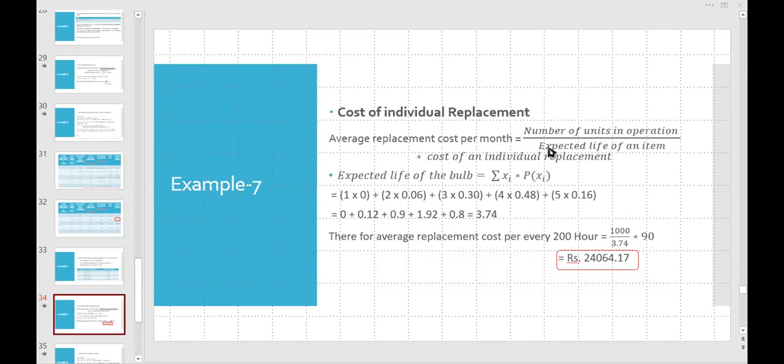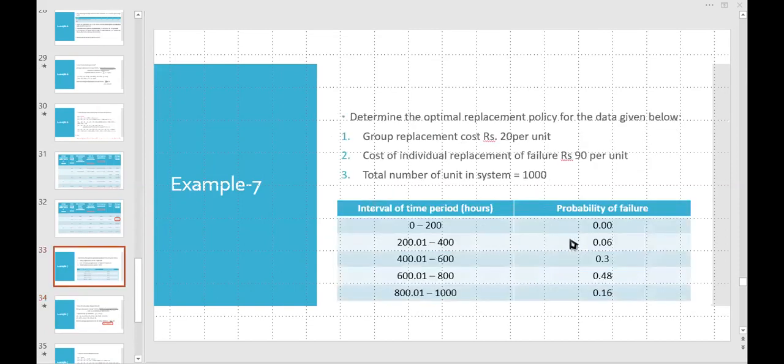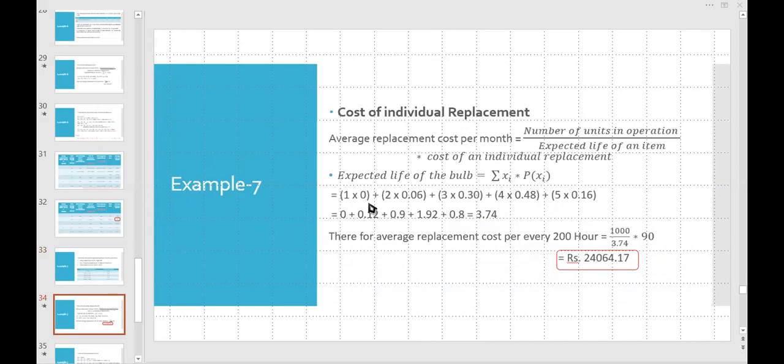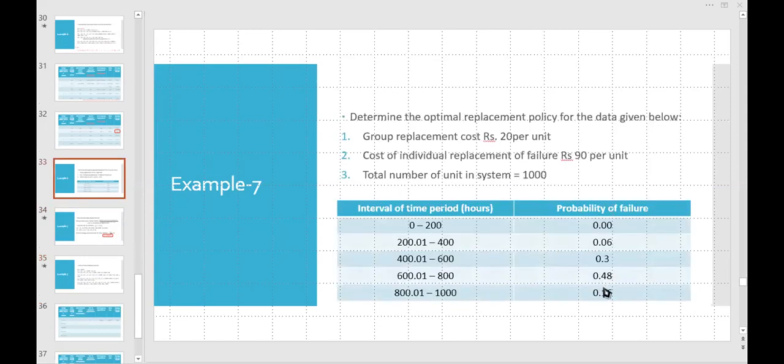Now, average cost will be the number of units in operation divided by the expected life of an item. For the first month, the probability was 0. For the second month, it is 0.06. For the third month, it is 0.30. For the fourth, it is 0.48. And for the last, it was 0.16.